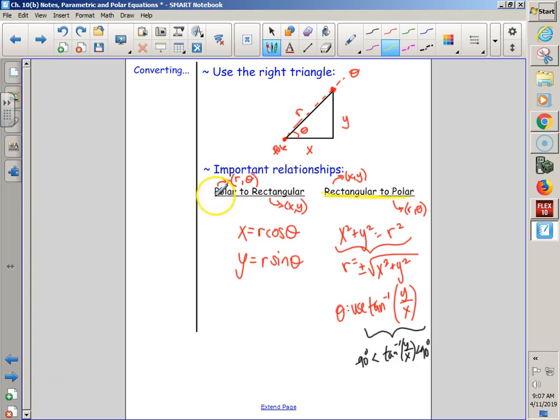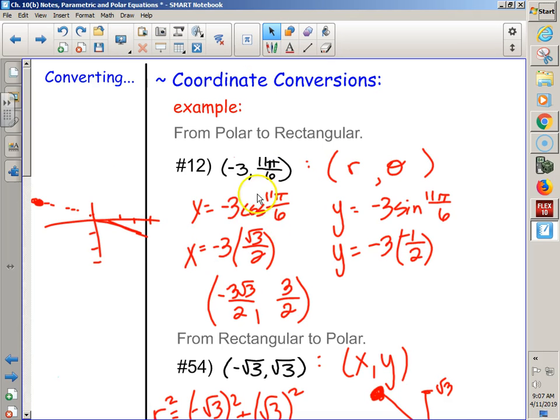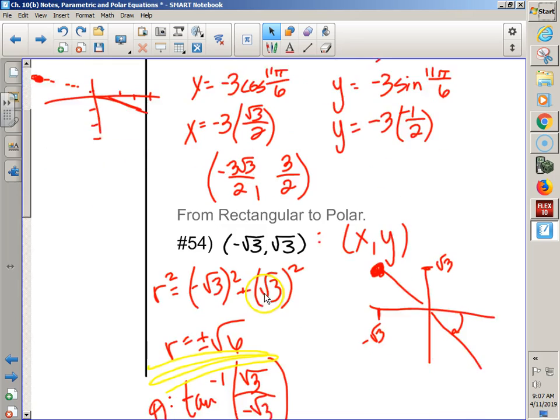But if they give you an r theta and they want an x, y, maybe these formulas would be helpful. But they all come back to what? A right triangle. They all come back to Pythagorean theorem stuff and trigonometry stuff. And so yesterday we ended class with doing some conversions of points, one polar one to rectangular and one rectangular one to polar.